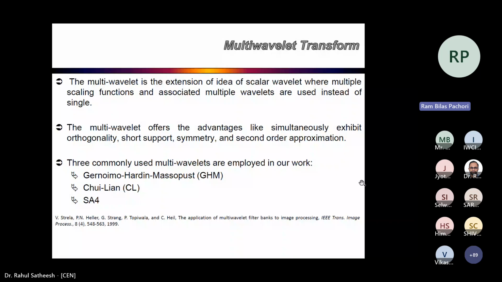So in this work actually the multi-wavelet transform has been used, which is the extension of the idea of a scalar wavelet, where multiple scaling functions and associated multiple wavelets are used instead of a single one. And this multi-wavelet offers many advantages, which include simultaneously having orthogonality, short support, symmetry, and second-order approximation. So in this work, we have used 3 commonly used multi-wavelets, like GHM, CL, and SA4. Next slide, please.